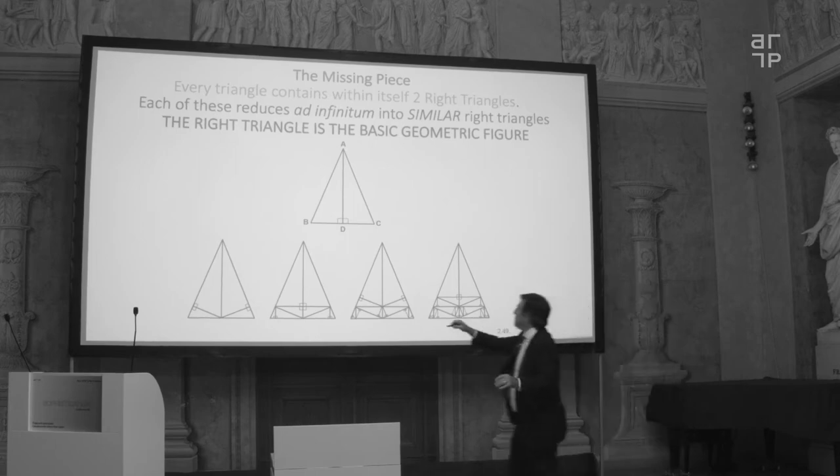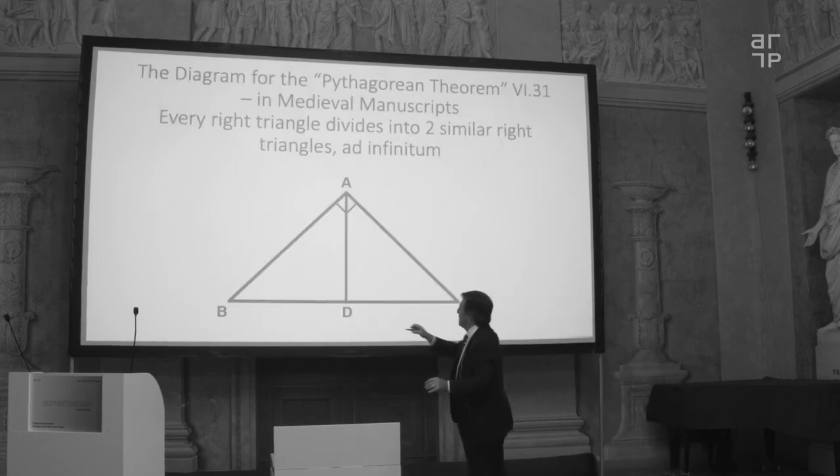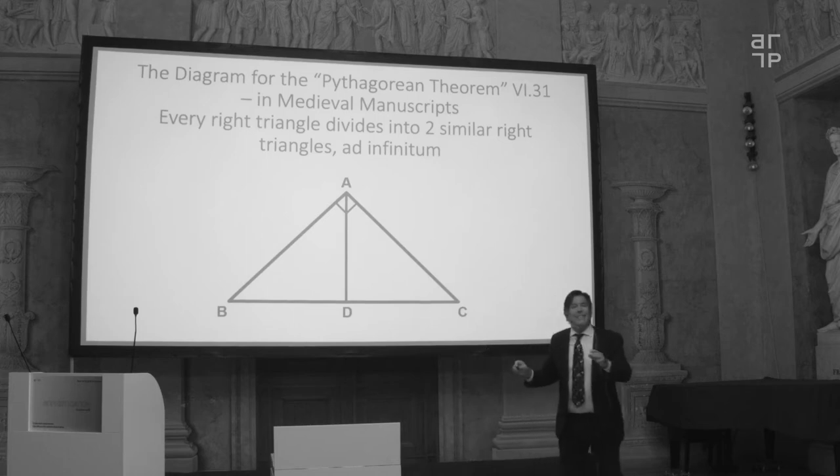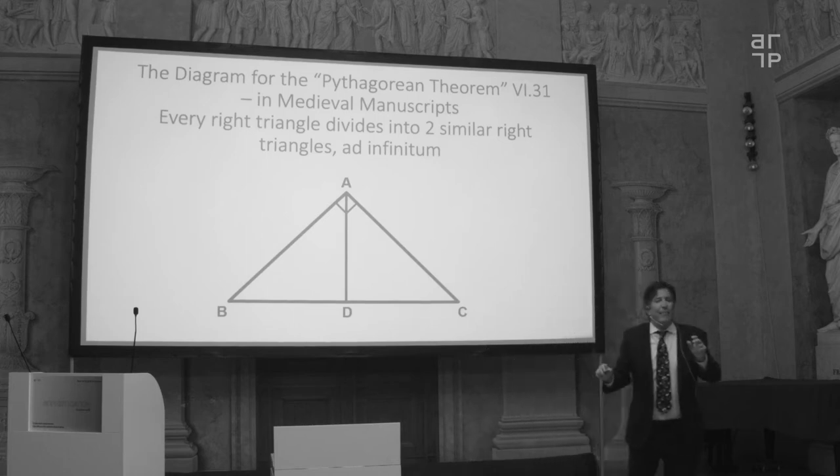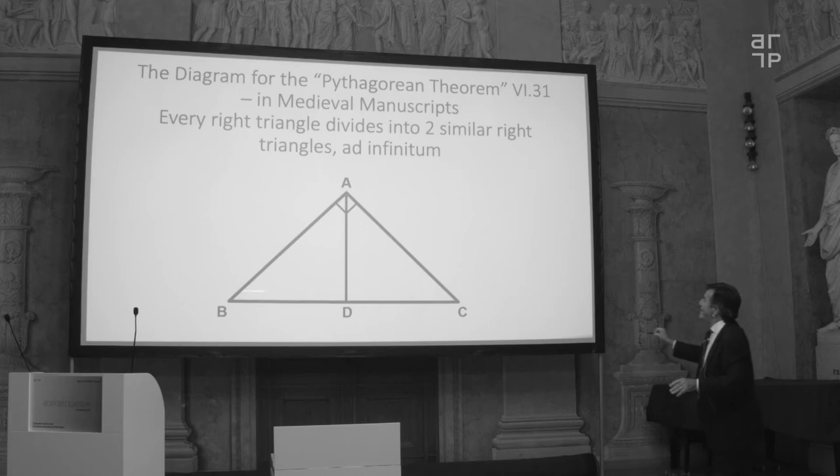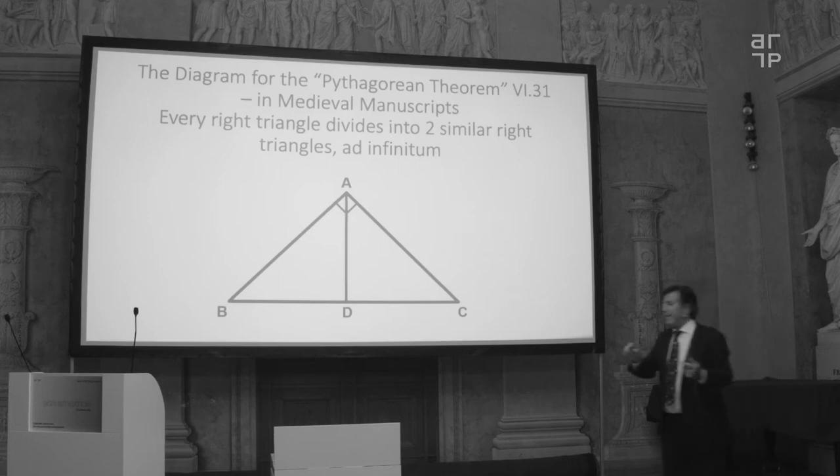So, in six out of the seven surviving diagrams in the medieval manuscripts, the earliest versions of Euclid that survive, everyone but the seventh has exactly this diagram for 6.31. No figures on the sides. It shows you that inside every right triangle are right triangles all the way down. That's why it was this interpretation, because its metaphysical meaning was that the right triangle was the fundamental building block.